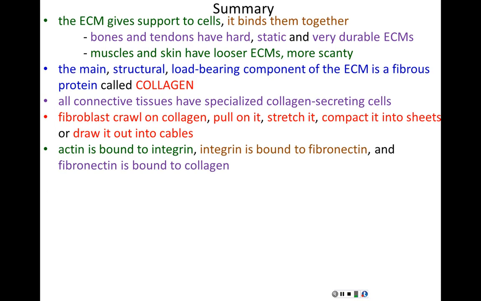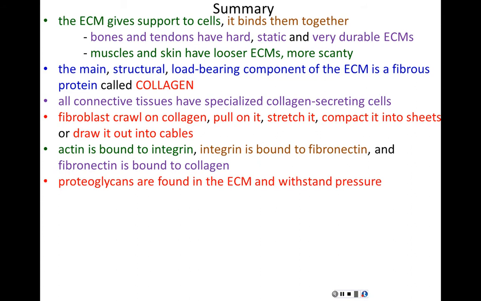Now, cells can crawl on this ECM. They can crawl on this collagen through integrins. Actin is bound to integrins intracellularly. On the exterior side, the integrins are bound to fibronectin, and the fibronectin is directly connected to collagen. This allows cells to crawl on a collagen matrix. We then talked about the compression-resistant ECM, which withstands pressure stress. These are the proteoglycans and the GAGs.